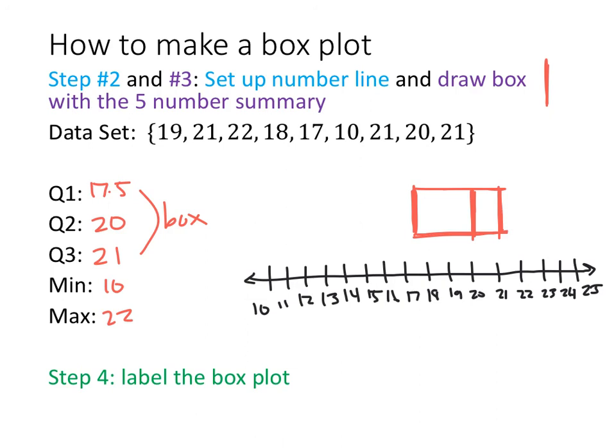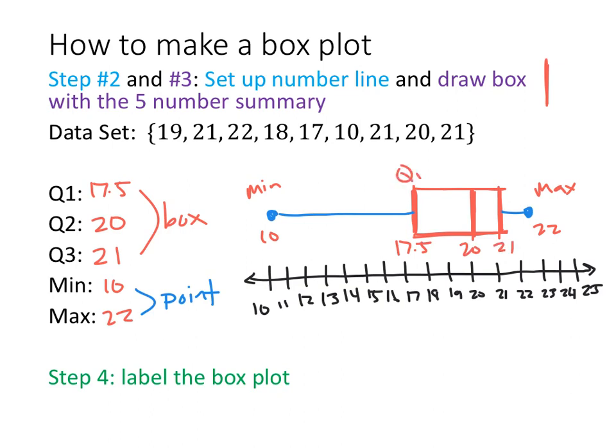Now the next thing I need to do is go to my minimum and maximum. These are just going to be points, not lines. So I'm going to draw a point at 10 and a point at 22, and then draw lines connecting those points to my box, and there I have my box and whisker. Here this is 10, which is my minimum, this is 22, which is my maximum, this is 17.5, this is 20, and this is 21, which represent my Q1, Q2, and my Q3. So that is basically all I need to do in order to set up a box plot.